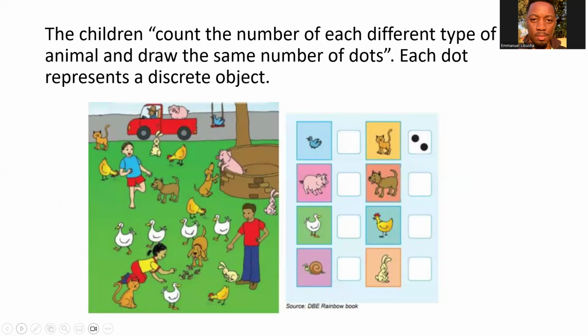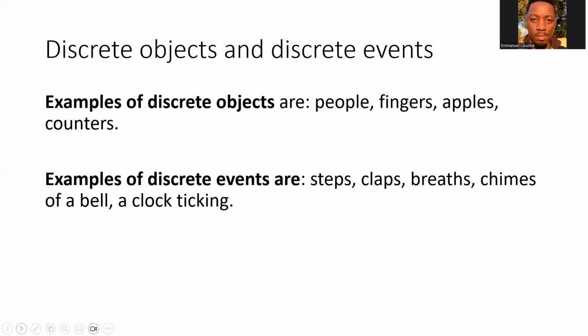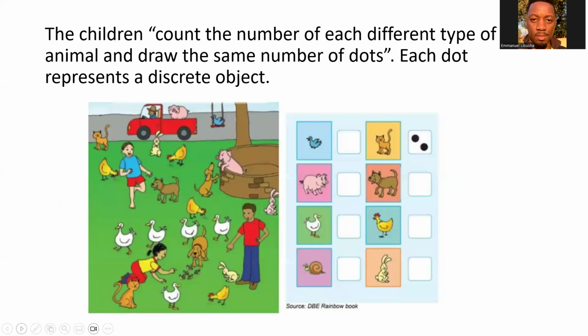So children count the number of each different type of animal and draw the same number of dots. And each dot represents the discrete objects. Now, if you look at this, what was I referring to here? Discrete objects. This was taken from the GDE book, and you can see that we just give a picture. And remember, as I was saying earlier, they need to first choose what they are counting. So I can say, count the number of ducks, or count the number of chickens. Then you count those things based on what you are seeing there. And those are your discrete objects.